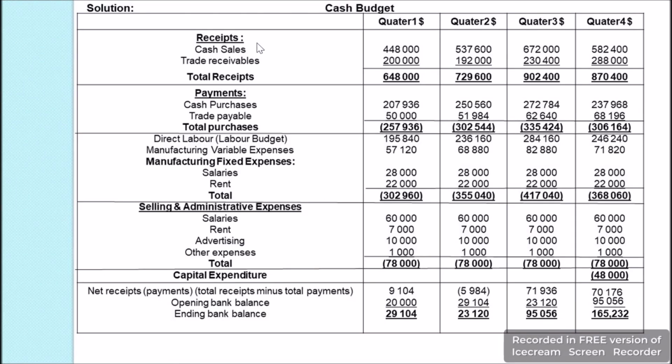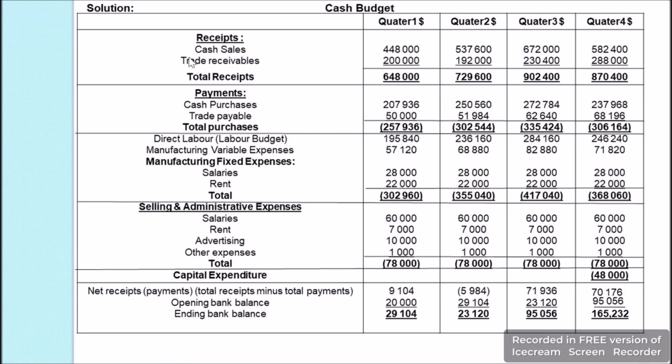In the cash budget, we'll start with the receipts, and the two cash receipts or cash inflows which H&T Limited have. First is cash sales, and this has been calculated before the trade receivable budget in our working notes. So I'll mention that here, which is $448,000 for the first quarter, $537,600 for the second quarter, $672,000 for the third quarter, and $582,400 for the fourth quarter.